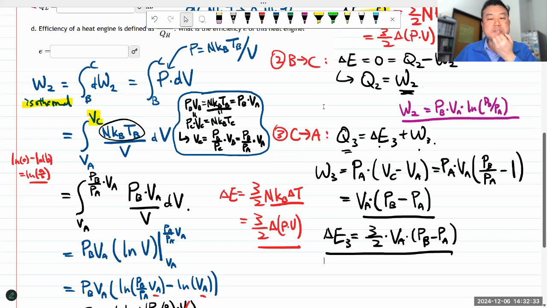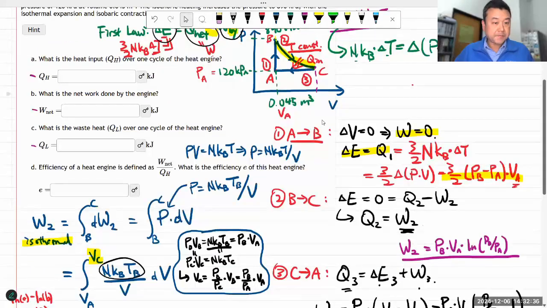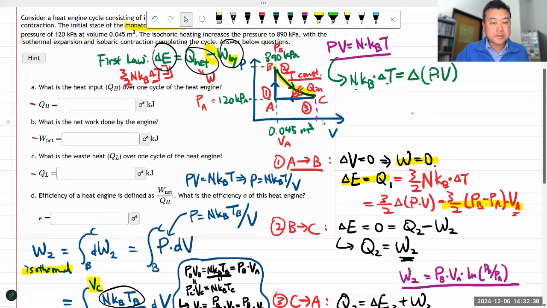Let's organize all this info. For part A, it's asking for what is the heat input over one cycle. And I've done all the work. Let me just highlight where I'm getting it from after erasing some of the confusing highlights.